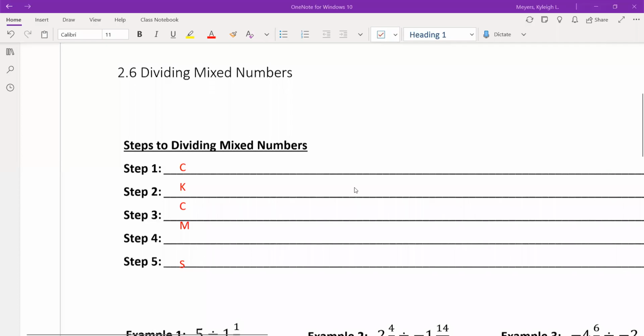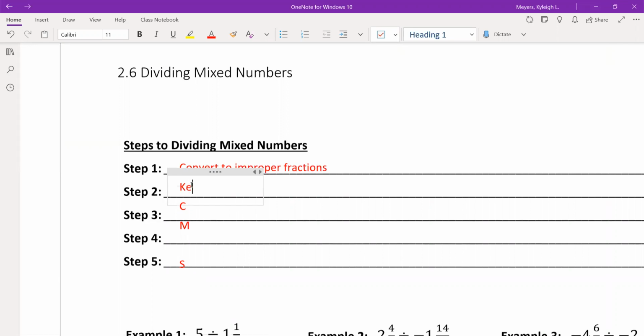All right, so we're going to talk about dividing mixed numbers. So let's go over the steps. The first thing, just like multiplying mixed numbers, is we need to convert to improper fractions. Okay, so we need to change our mixed numbers into improper fractions.